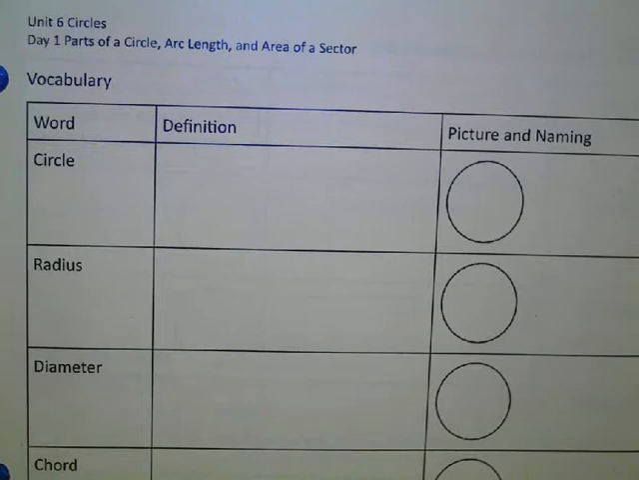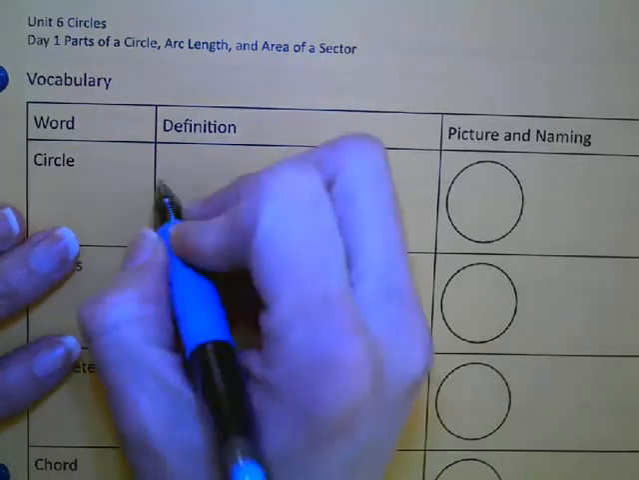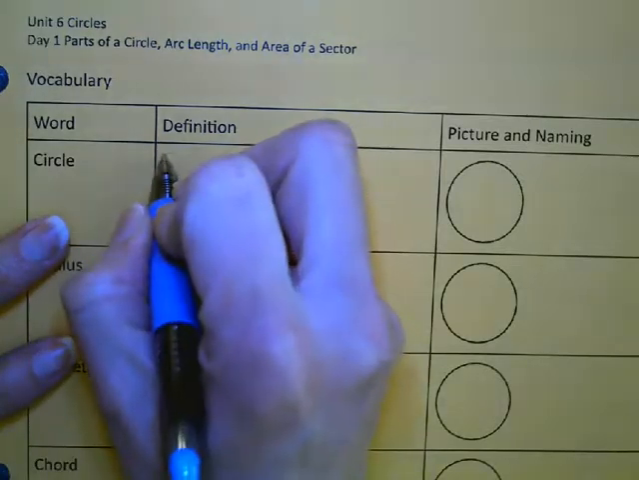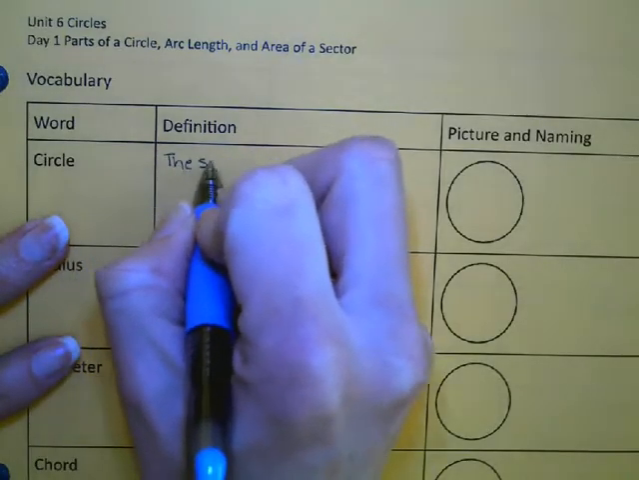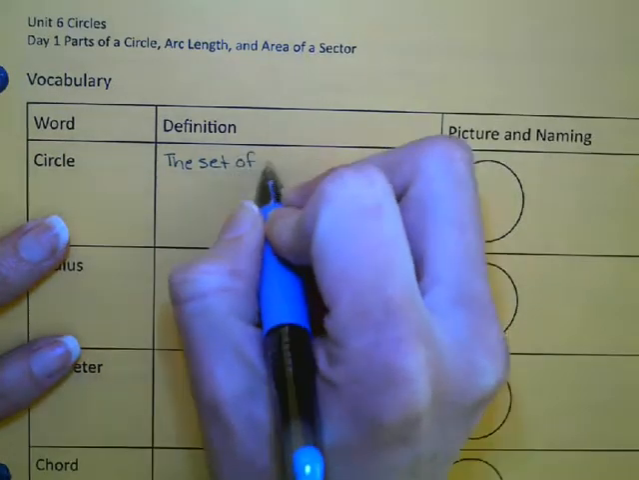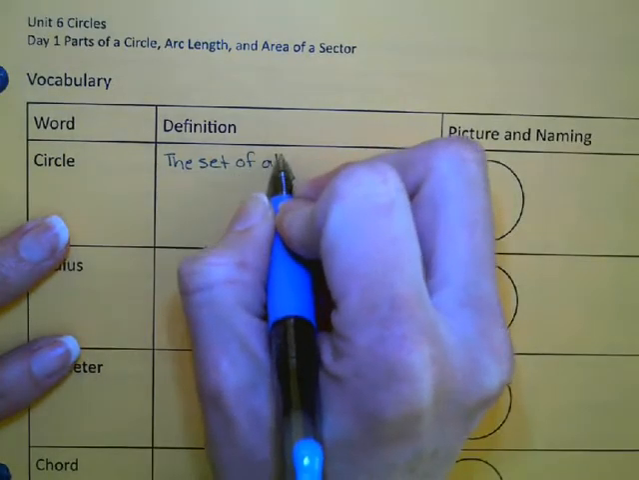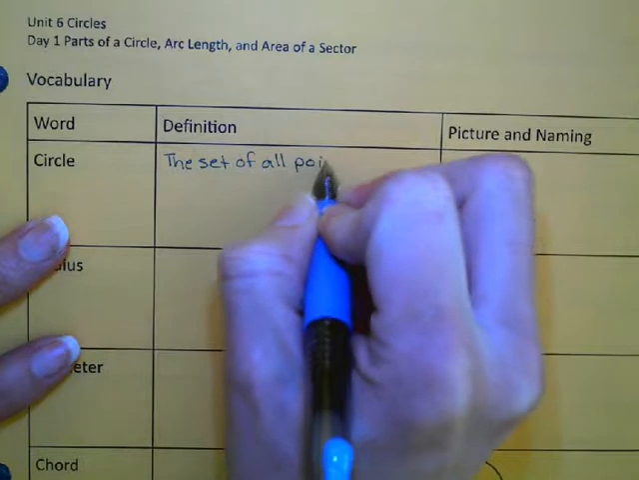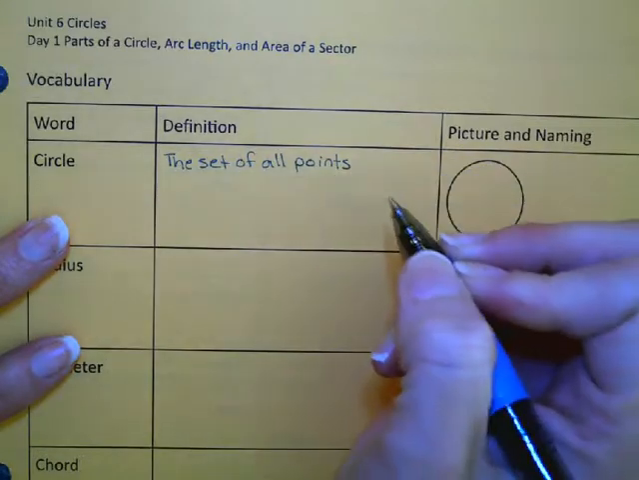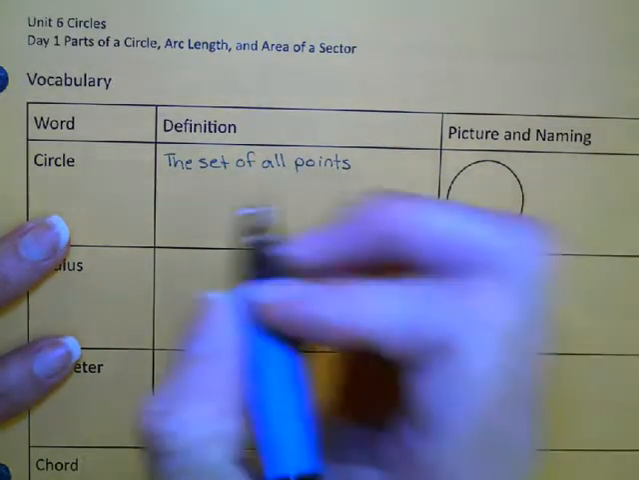Okay, we're going to start off with Unit 6, circles, and talk about just the vocab behind these to start with. So, for instance, a circle. What is a circle? A circle is a set of all points equal distance from a given point, or the center. A set of all points equal distance from a given point called the center.